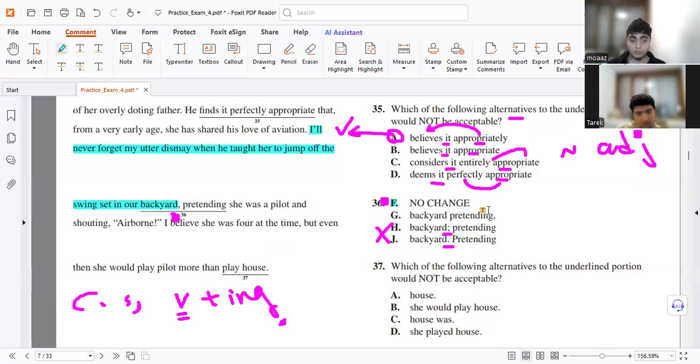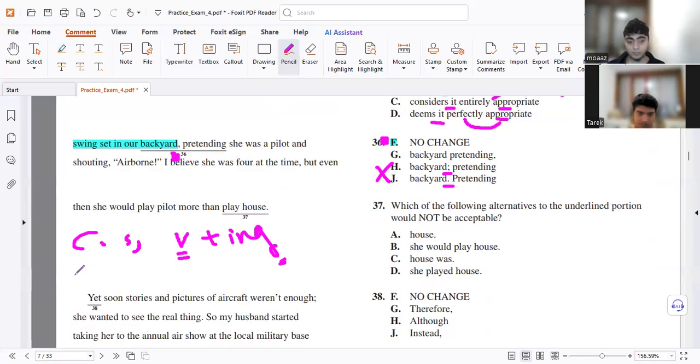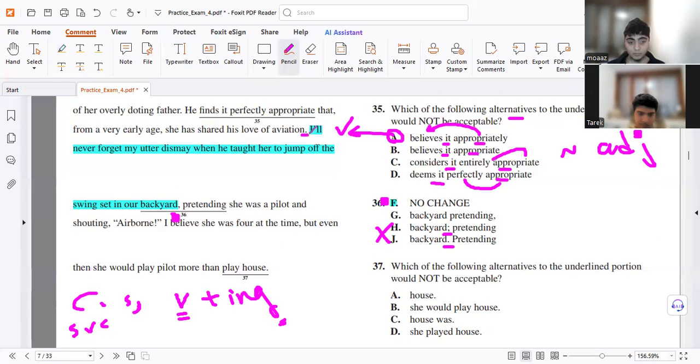What is the problem in G? In G, you changed the meaning. You said that the background is pretending. Who is pretending? Pretending she was a pilot. It's I, the subject. Well, look here. This structure means the subject of your sentence, the preface with the subject, is I. Right? So who is pretending? The narrator, I, not the background. It changes the meaning.